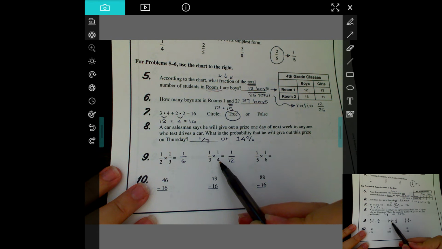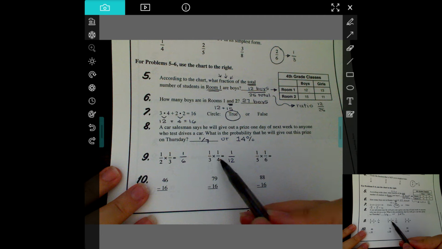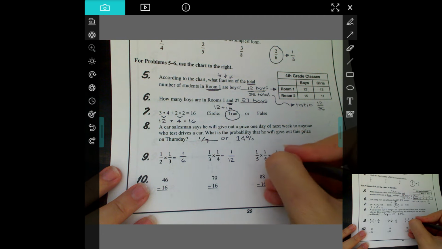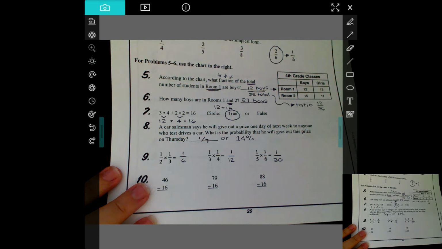Also, just to give you a little bit of extra information, oftentimes we would say this is 1/3 times a quarter, because there are 4 quarters in a dollar. We'd say a quarter. So 1/5 times 1/6 is going to be 1 times 1. And then 5 times 6, which is 30, 1/30th.